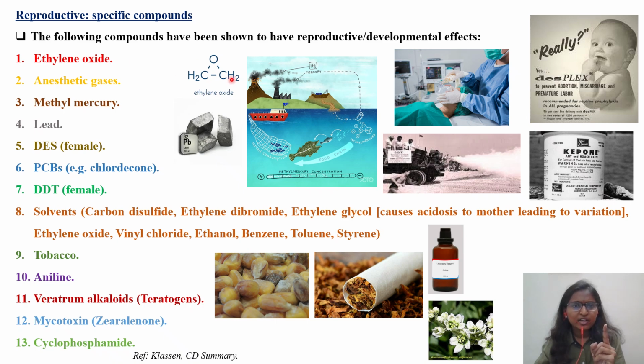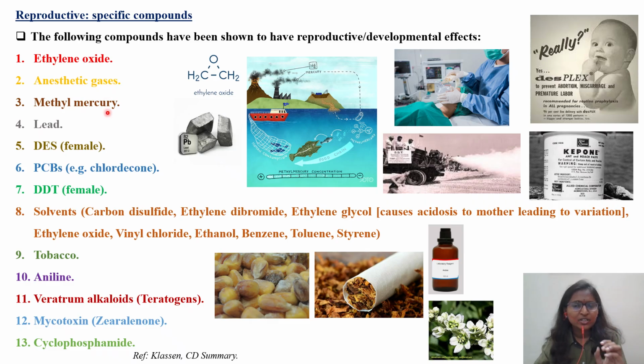Ethylene oxide, very, very important, because of its epoxide structure it is highly reactive. This chemical, coming in contact with any biological membrane, will cause toxicity. It will cause reproductive or developmental toxicity because of the high radical formation that takes place. Anesthetic gases, isoflurane, those examples are there which cause reproductive and developmental toxicity.